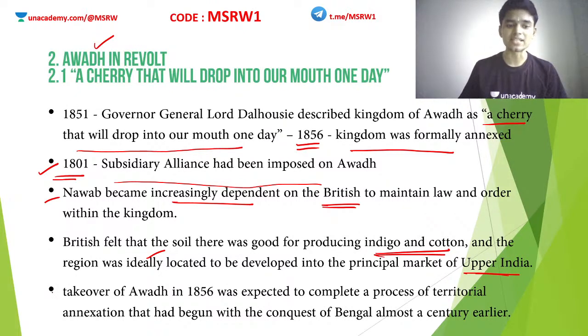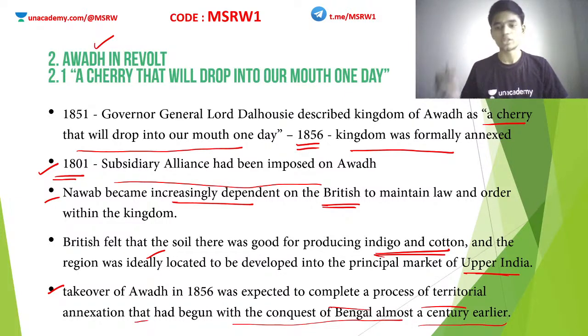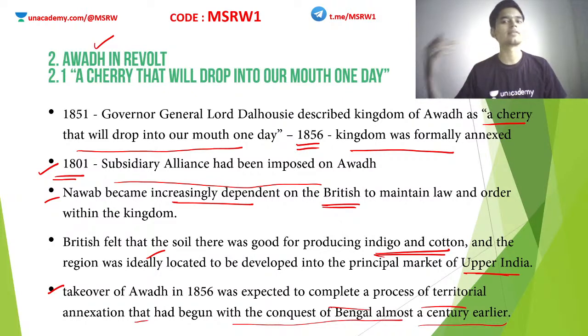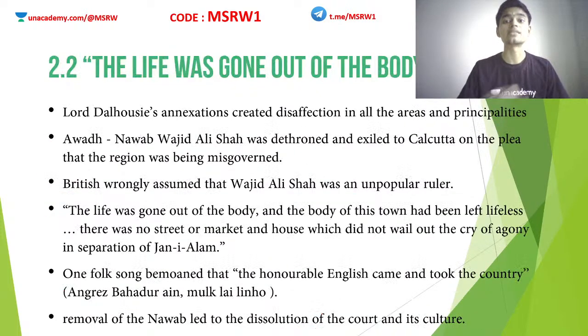So finally in 1856 Oudh was taken over, completing a process of territorial annexation that had begun with the conquest of Bengal almost a century earlier. Once the British established themselves in India, they started annexing each and every territory one by one. By 1856 they had annexed almost every major territory in India. Oudh was one of those left out, so now it was high time for the British to annex Oudh also. But they could not do it using the doctrine of lapse, because Oudh had a legal heir. So they used another new theory known as mismanagement or misgovernance. Oudh was annexed on the pretext of misgovernance by the British.